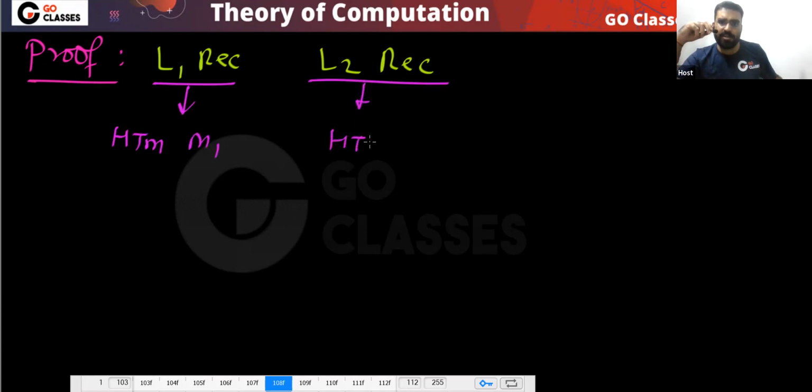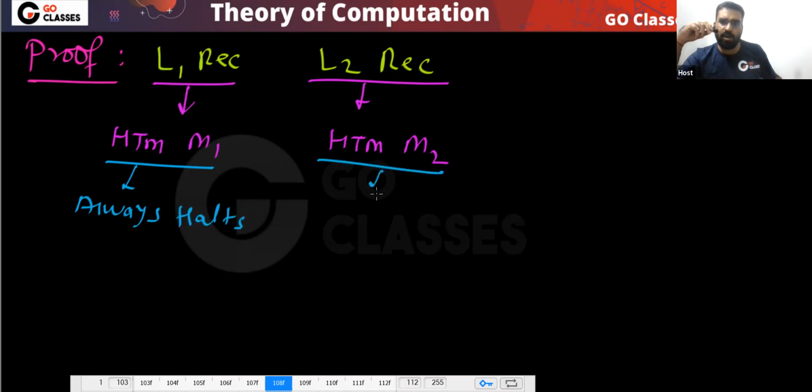The proof is actually very simple. Remember, L1 and L2 are recursive, right? L1 is recursive, L2 is recursive. So what does it mean? It means there is a halting Turing machine M1 and there is a halting Turing machine M2. It will always halt, or no? It will always halt.